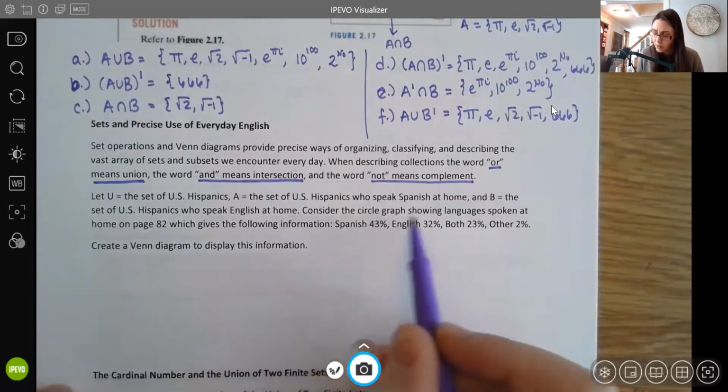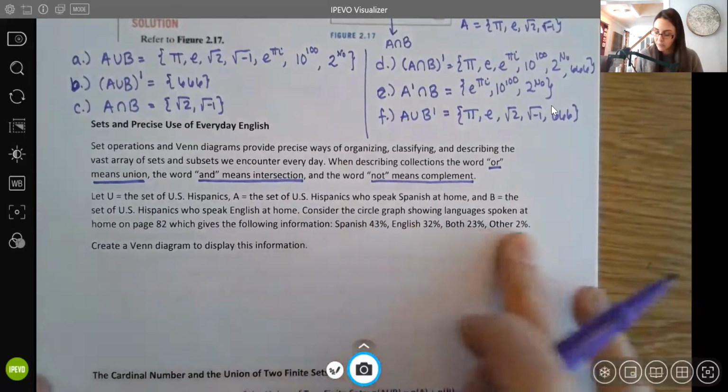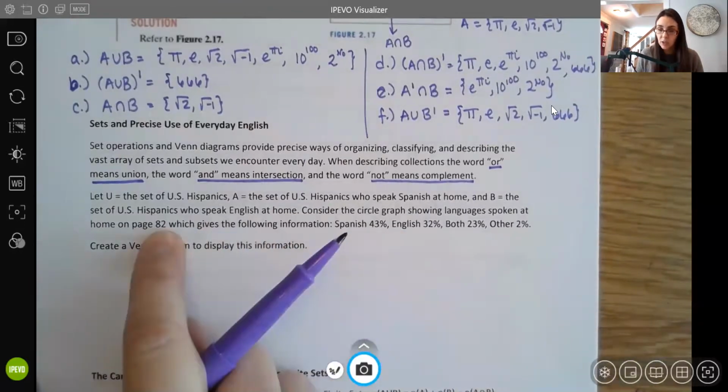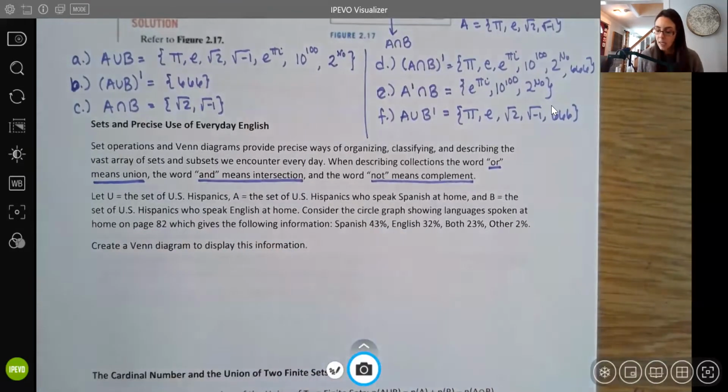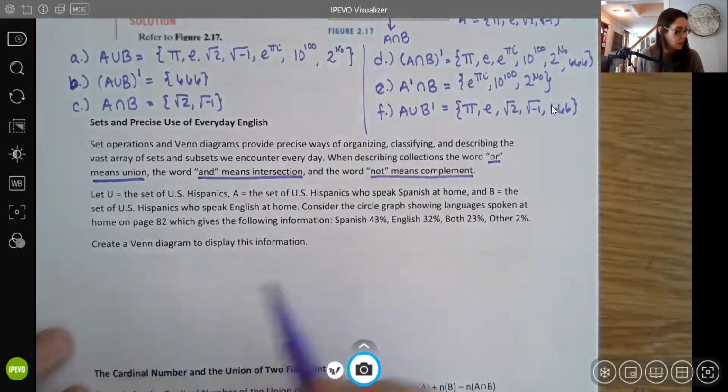And then we're going to consider the circle graph showing languages spoken at home on page 82, which gives the following information. So if you go to page 82 in your book, they do have a pie chart there, which breaks down these percents. And they just give you this information here. So check out page 82, just a nice review of a pie chart. And they give us these percents here. But what we want to do is create the Venn diagram.